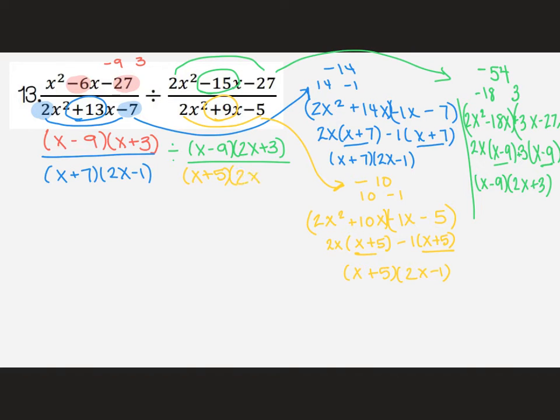Now that everything is finally factored, I rewrite the problem. So I keep the first fraction. I change from division to multiplication, and I flip the second fraction.